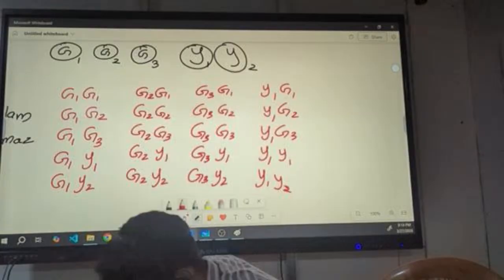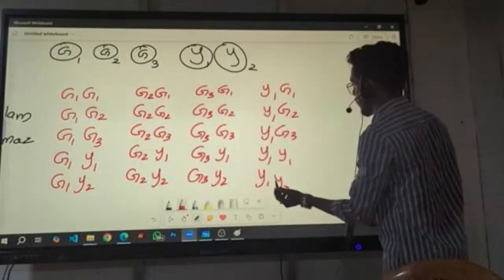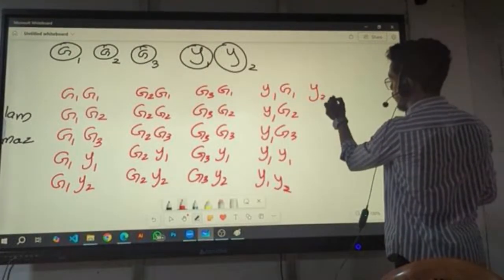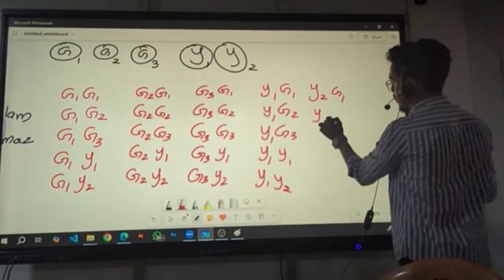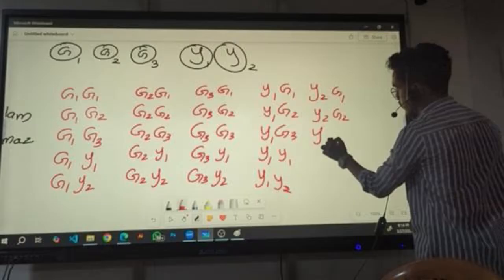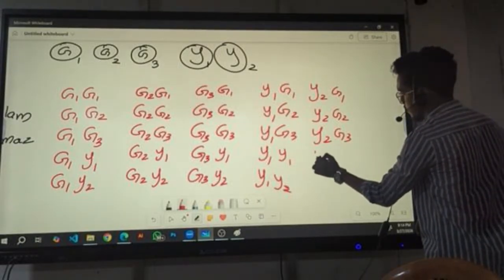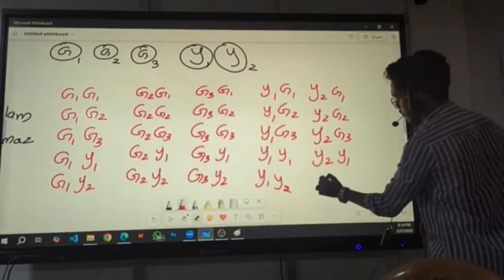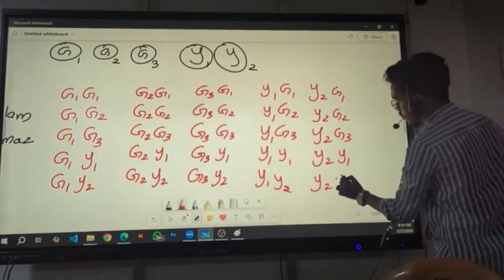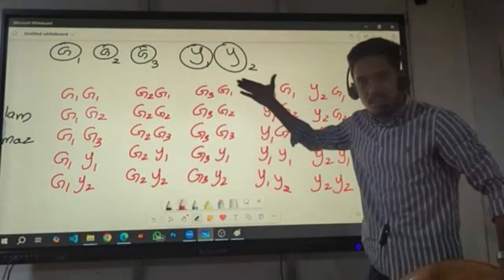Okay, so the next thing is we have a few more. Y2 G1, Y2 G2, Y2 G3, Y2 Y1, Y2 Y2. So these are the total 25 sample spaces we have.